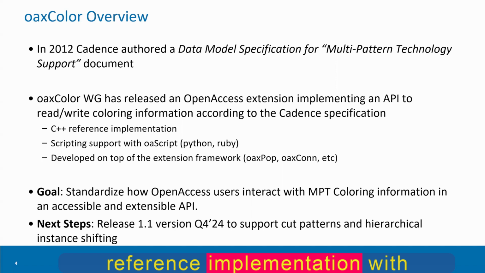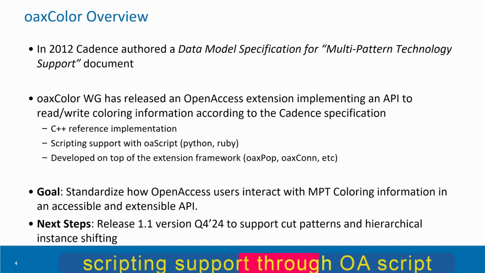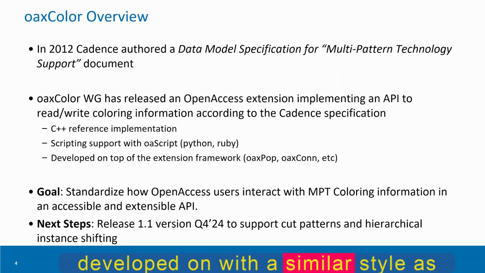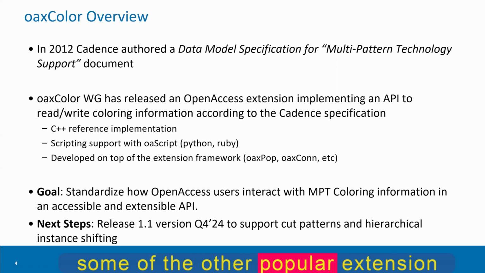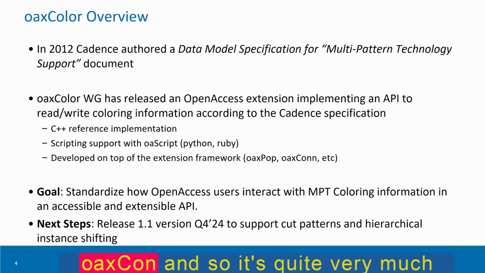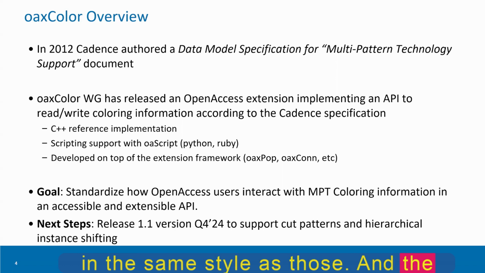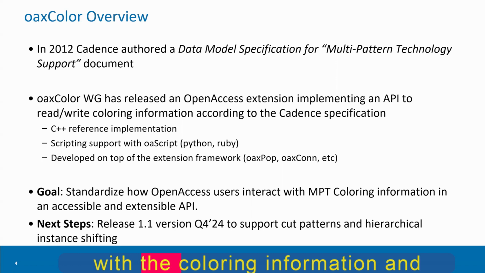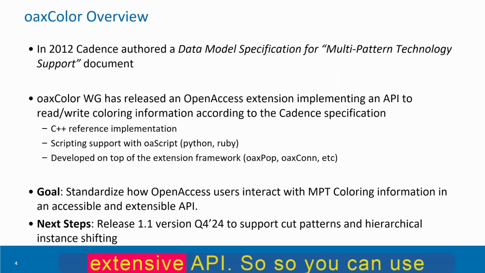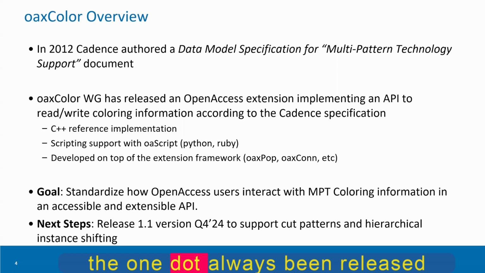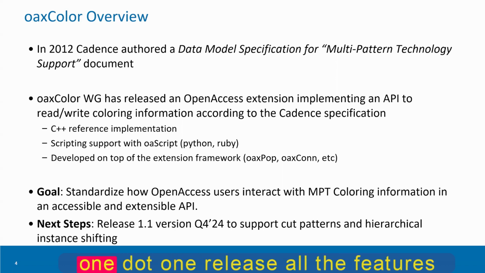It's a C++ reference implementation with scripting support through OA script in Python and Ruby. It's developed in a similar style as some of the other popular extension frameworks, such as oaxPop or oaxCon. The goal of this entire thing is to standardize how OA users interact with the coloring information in design, in an accessible and extensible API. You can extend this API for your needs. So far the 1.0 has been released. For next steps, we're working on a 1.1 release.